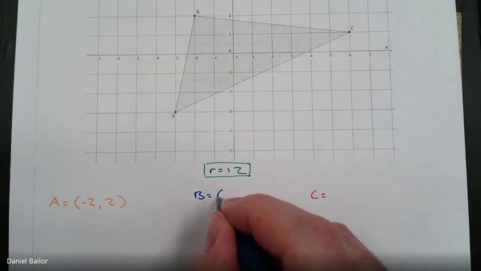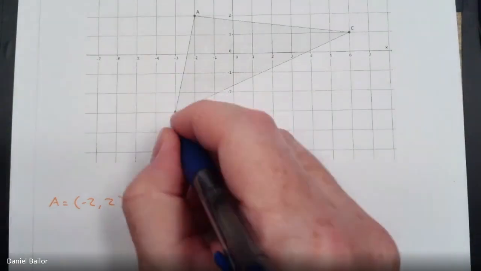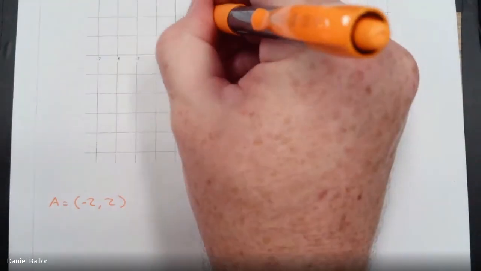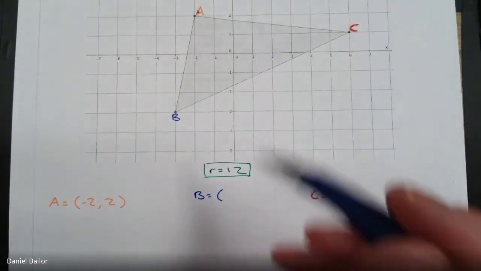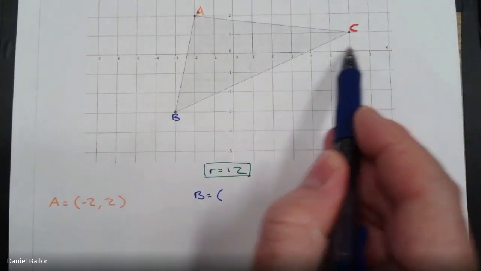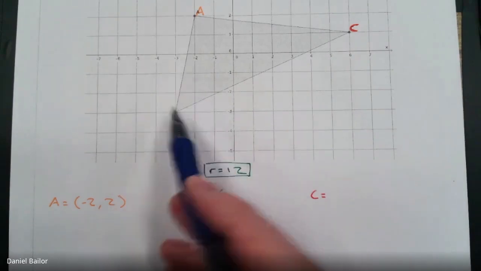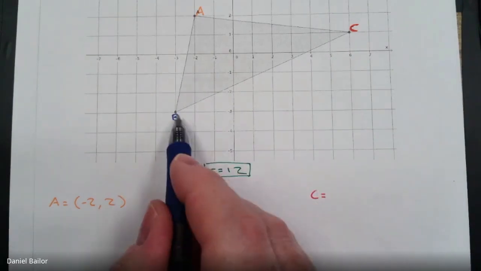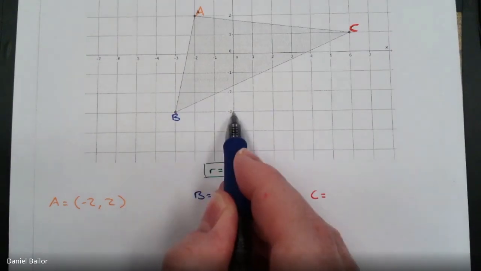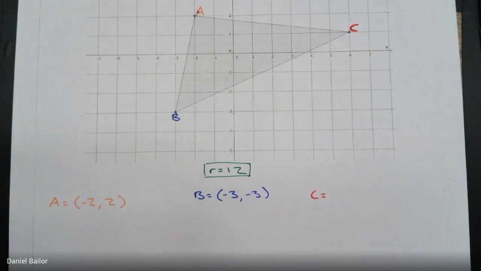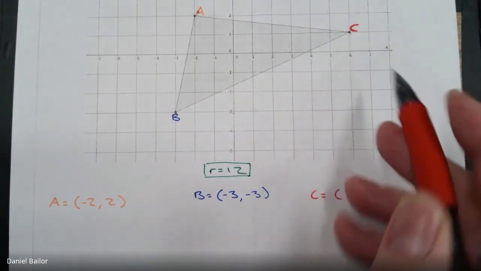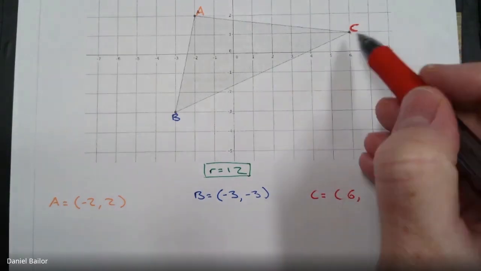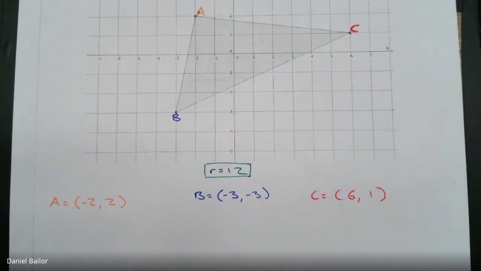B, here's B down here. I'll make that blue so you can see. I should probably do the same thing for A, make it orange so you can see. And C will be red over here. There we go. Where does B go on the x? Well, here's the x-axis. I go up to find it. It's at the -3 point. So -3 on the x, and it looks like it's -3 on the y also. C, here's C. On the x, it's lined up with the 6 on the x-axis, and it's lined up with the 1 on the y-axis. So now I have the coordinates, I have the information I need.